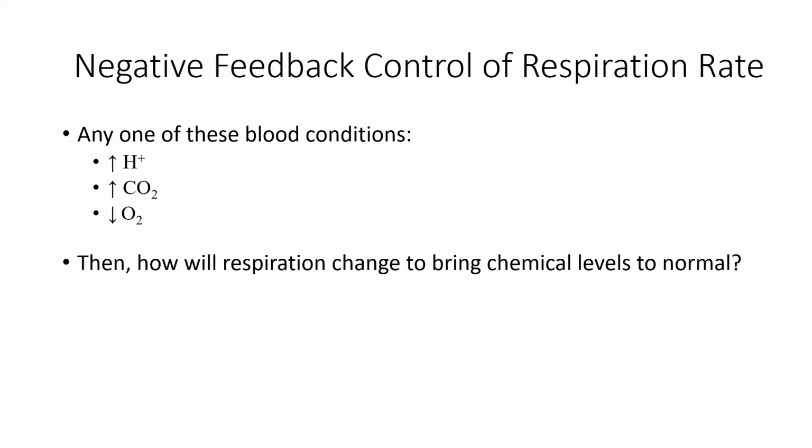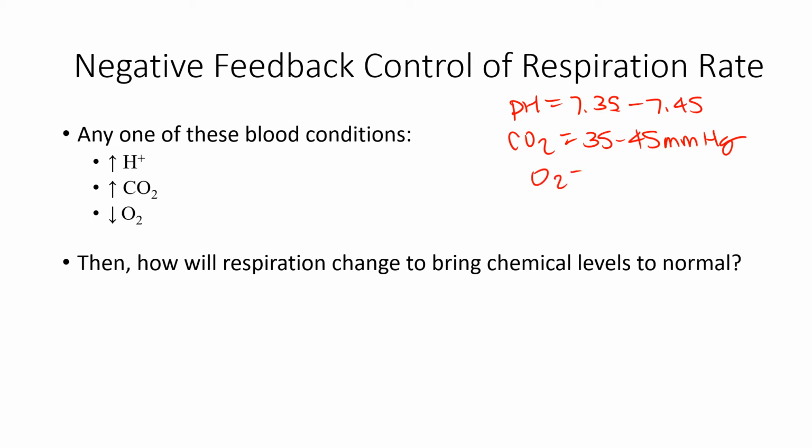Switching gears completely, we're now going to talk about respiration control through a negative feedback loop. So let's talk about these blood conditions here: hydrogens, carbon dioxides, oxygen levels. Let's talk about normal stuff first. pH normally should be 7.35 to 7.45. CO2 levels, we haven't learned this yet, this is something new for us, is normally found between about 35 to 45 millimeters mercury pressure, and oxygen levels are 80 millimeters mercury or greater. I'll put that plus sign there to remind us 80 and up is ideal.